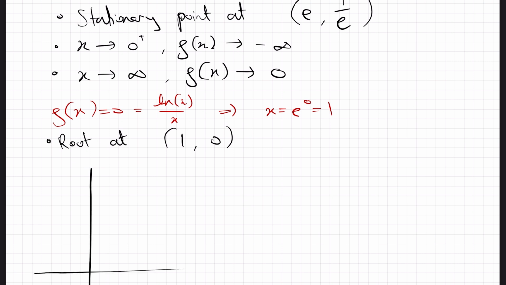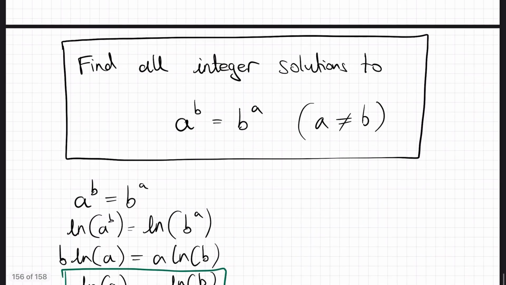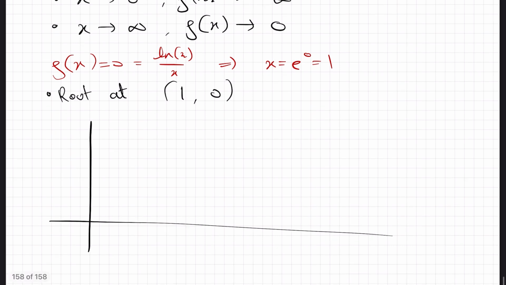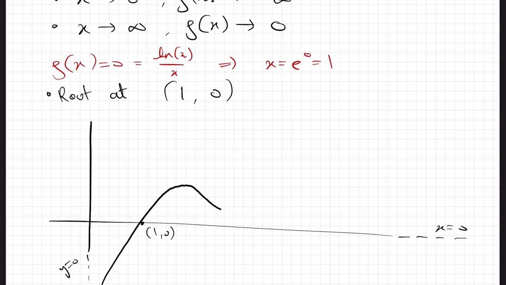So I'm not going to care about the negative axes, just because we don't care about negative values for a or b. So we're only looking at the positive quadrant for now. And we have a root at (1, 0). Let's put in the asymptote at y equals 0. And there's also an asymptote at x equals 0. And let's just take this graph up. Let me make it look a bit better, like so.